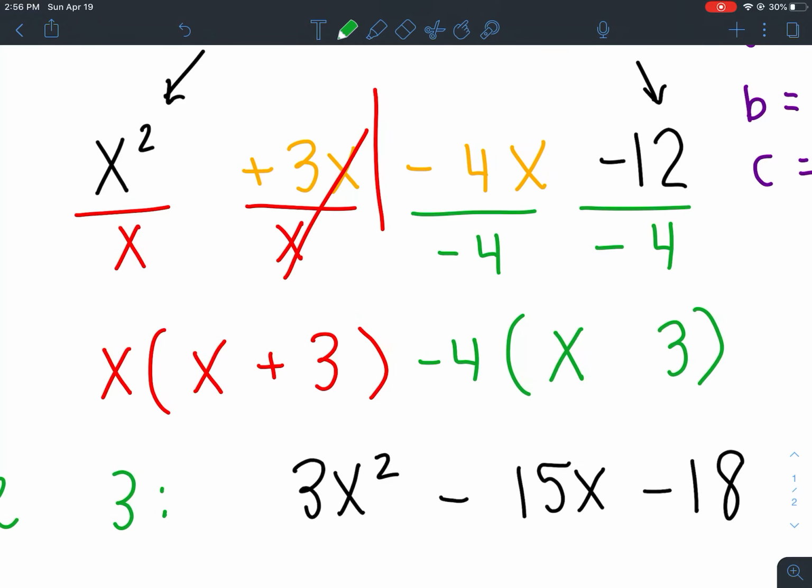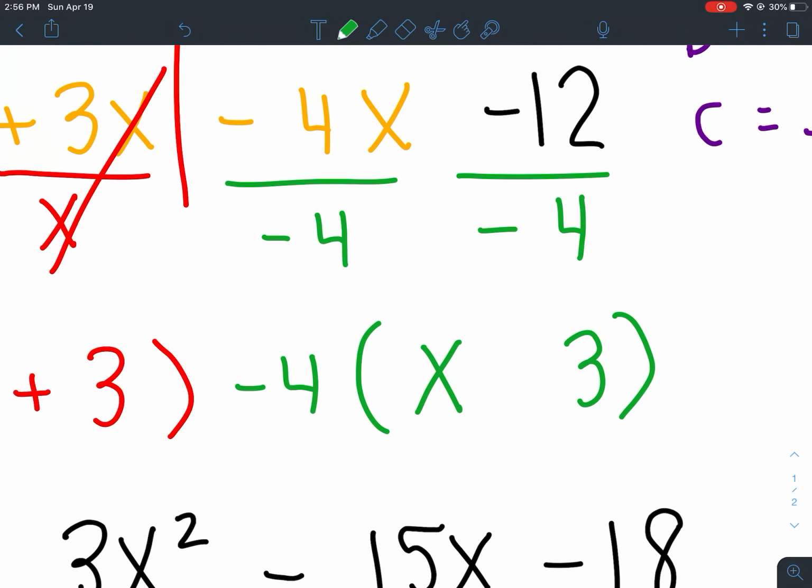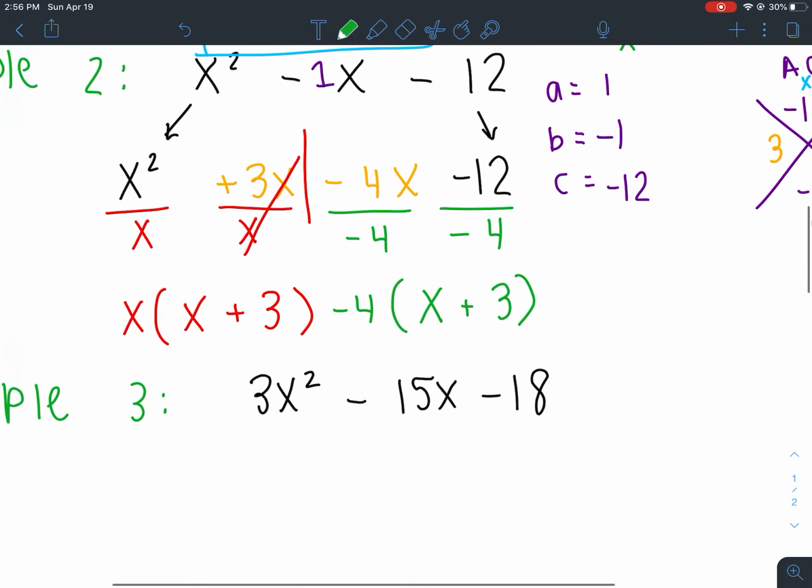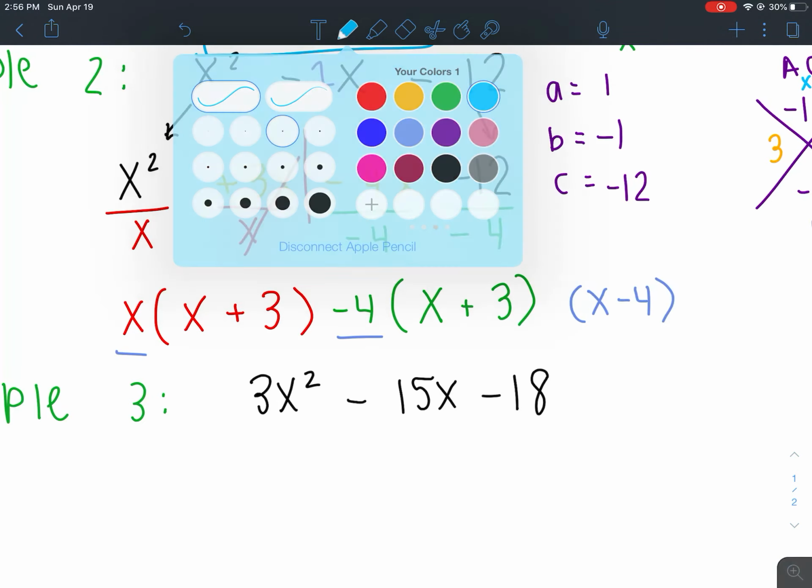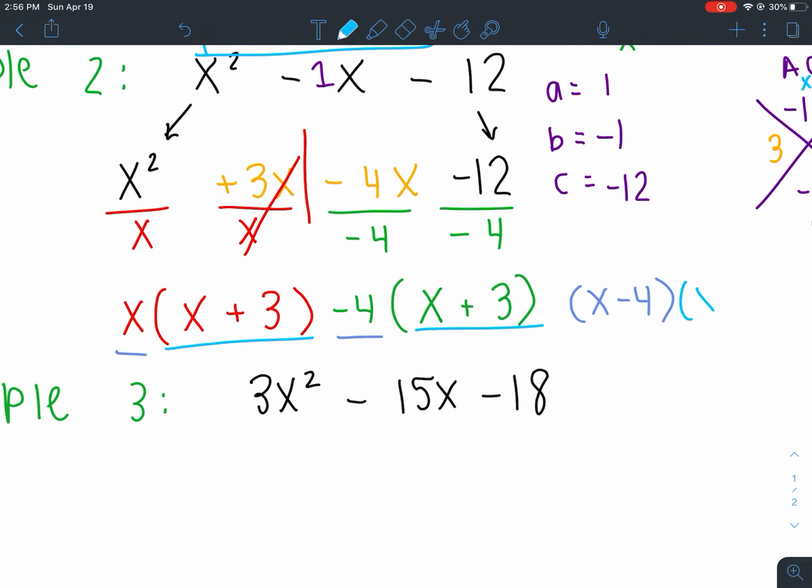So it has to be negative 4. Negative 4 divided by negative 4 is positive 1. Negative 12 divided by negative 4 is positive 3. And my parentheses here indeed match. So you're going to put the GCFs together in one parentheses. And then you're going to put your matching parentheses just once right next to it.